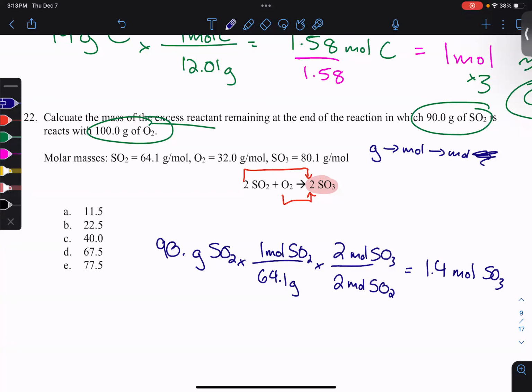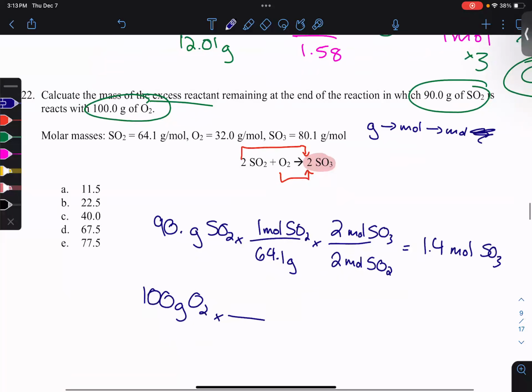So what this means is that if all of the 90 grams of that reactant reacts, I will make 1.4 moles of product, right? But now let's do the same thing for O2. Let's pretend 100 grams of O2 reacts, and let's figure out how much product I make. So the same thing, but you want to use the appropriate molar masses. 32 grams is 1 mole of O2.